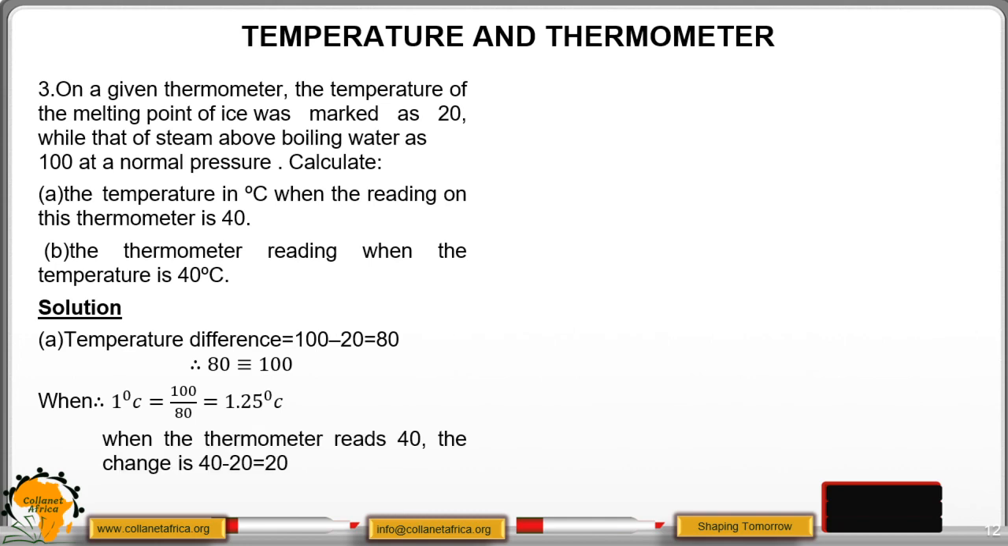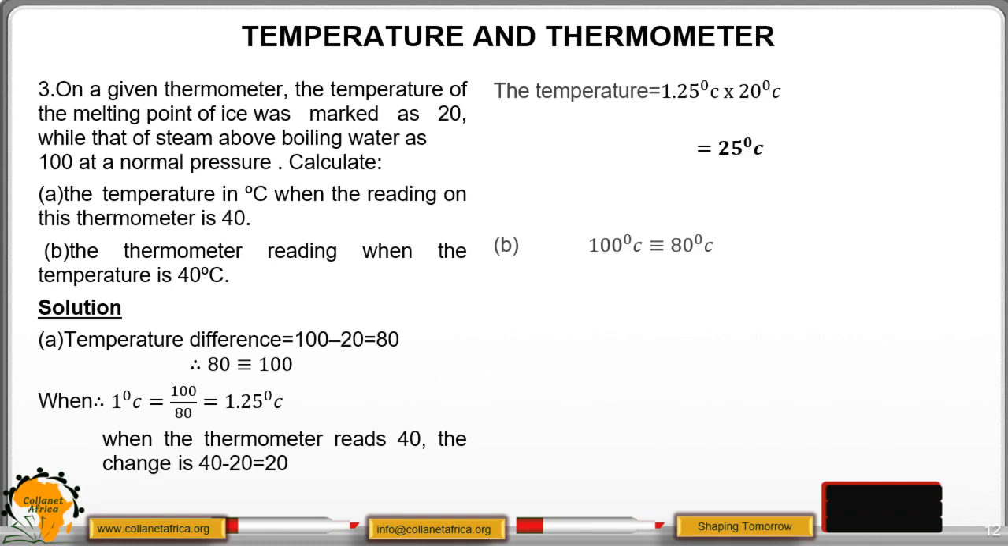From there, we need to get the temperature when the thermometer reads 40. So we get the difference in reading, 40 minus 20, you get 20. After getting the difference, you multiply by 1.25, and you get 25 degrees Celsius. That will be the temperature when the reading is 40.